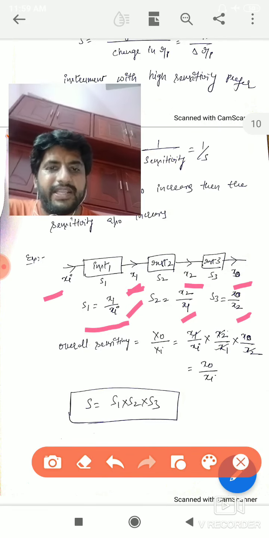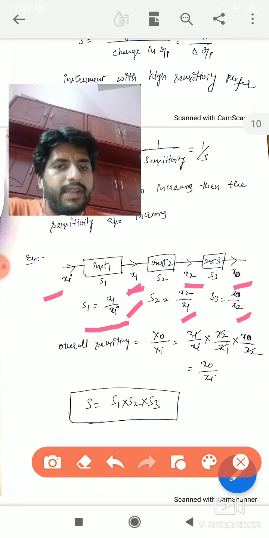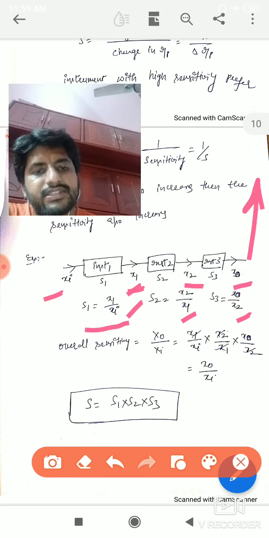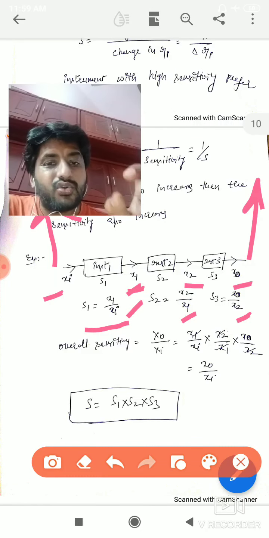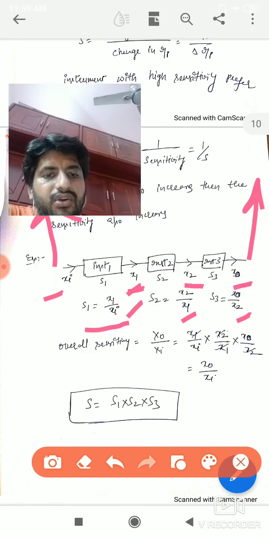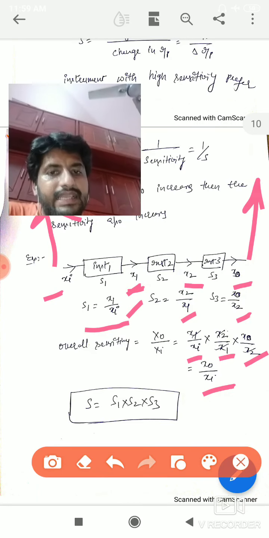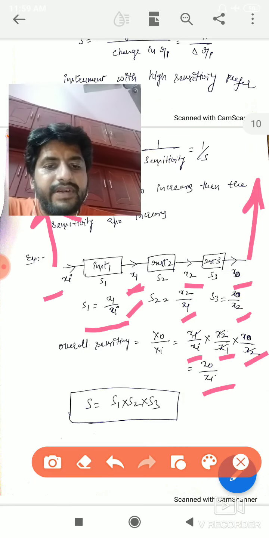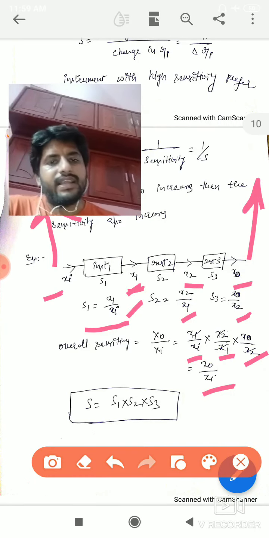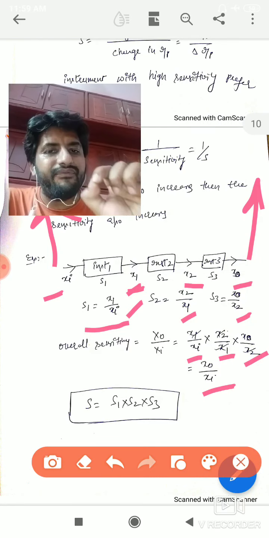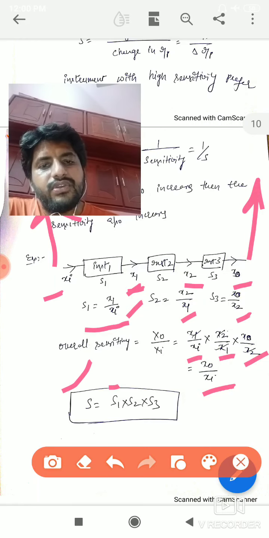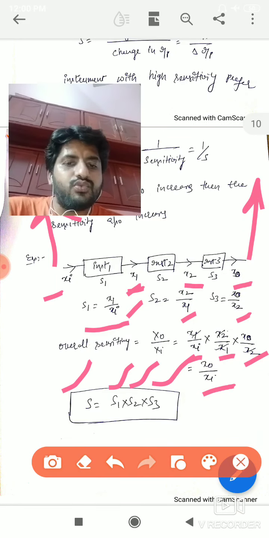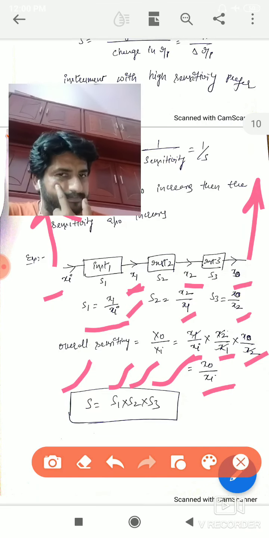Then overall sensitivity means total output by input. What is the output? X0. What is the input? Xi. X0 by Xi, we call it the overall sensitivity of the instruments. How can you calculate it? S1 into S2 into S3, then we get X0 by Xi. Total sensitivity of the overall instrument you can calculate as the product of the sensitivity of each instrument. So total overall sensitivity is equal to S1, S2, S3, the product of S1, S2 and S3. This is a very important note.